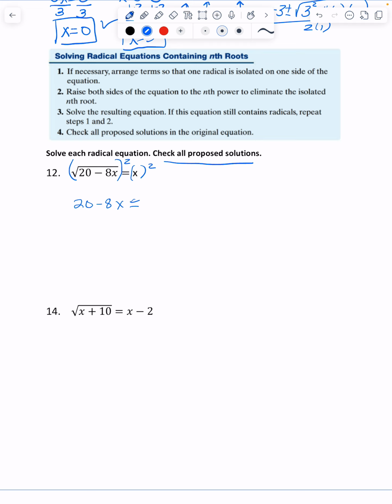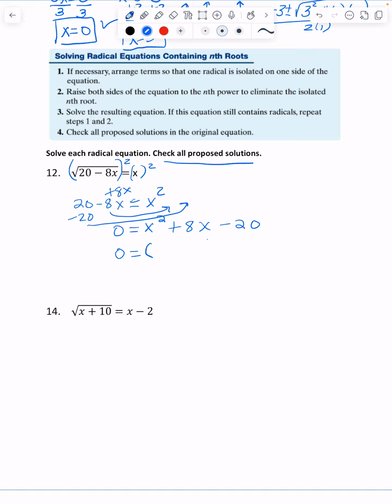On the right side, x to the second is x squared. So we're going to solve the equation. How do we solve equations to the second power? We're going to get them set equal to 0. So moving negative 8x over to this side, the opposite of subtracting 8x is adding 8x to both sides. I have a positive 20, so if I want to move it to the other side, I'm going to subtract it. So we're getting it set equal to 0 so that we can factor.